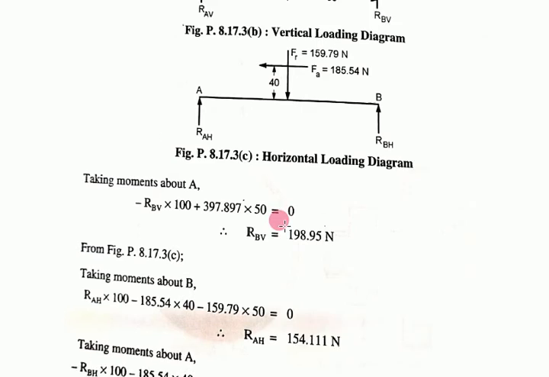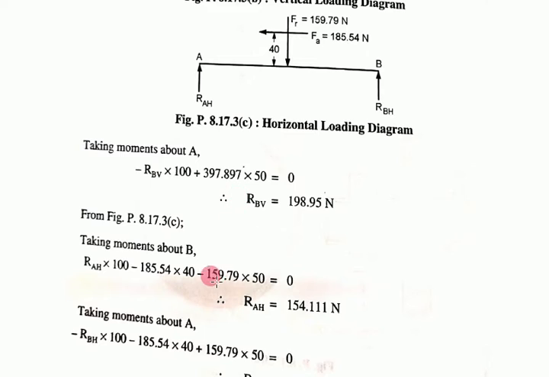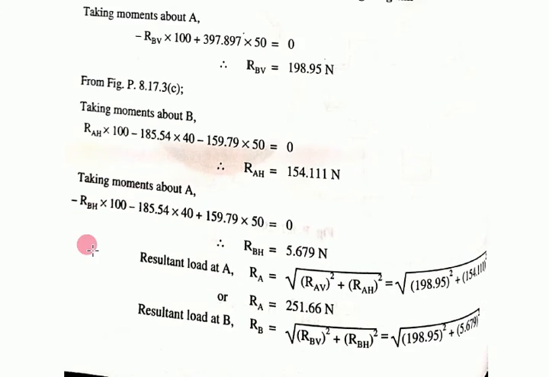Okay, radius. So 40 into 185.54, but it is clockwise, so taking as negative. Again this is clockwise, so taking as negative, and this is anti-clockwise. So RAH we can find out, same way vice versa RBH we can find out. You can pause the video and see how it is done.